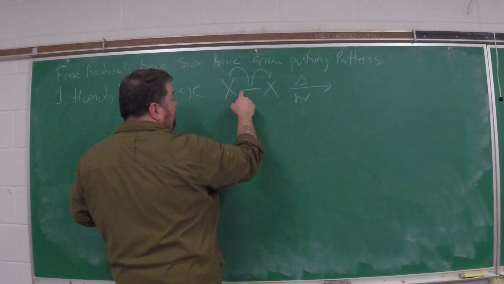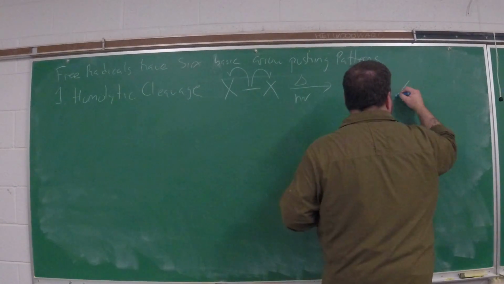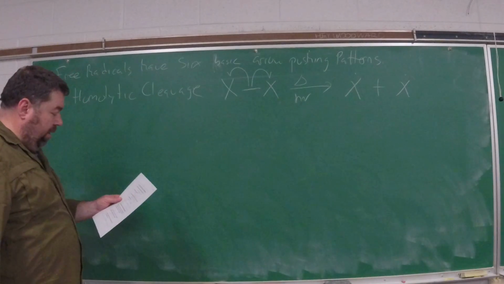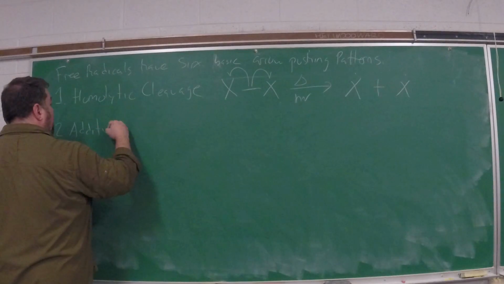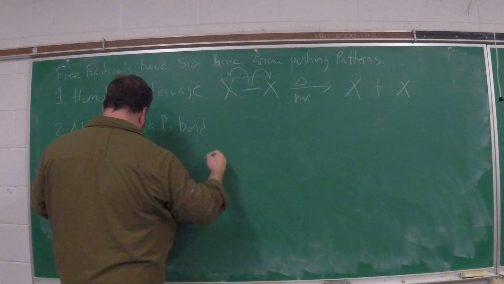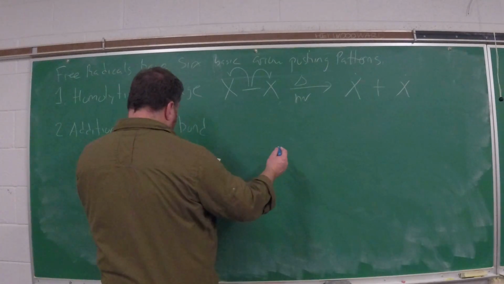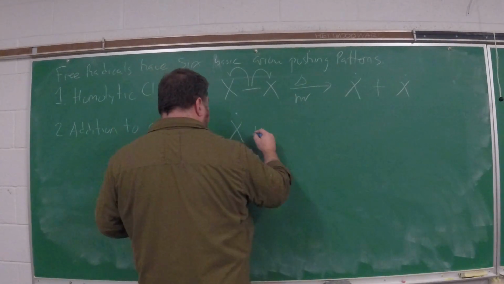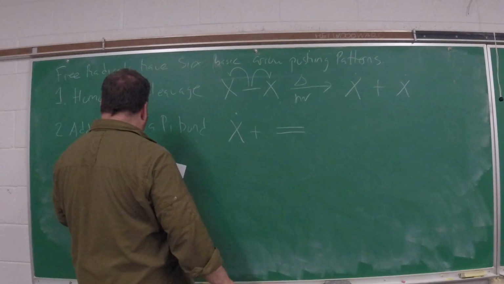Again, this bond breaks, 1 electron goes to each halogen, and we end up with that, right? That's the first arrow pushing pattern. Number 2, addition to a pi bond. All right? Here we're going to have a free radical, okay? And we're going to add to the free radical, right? Addition, right?